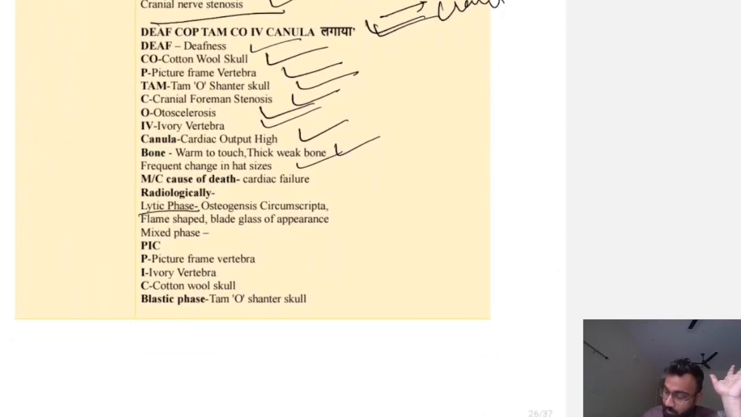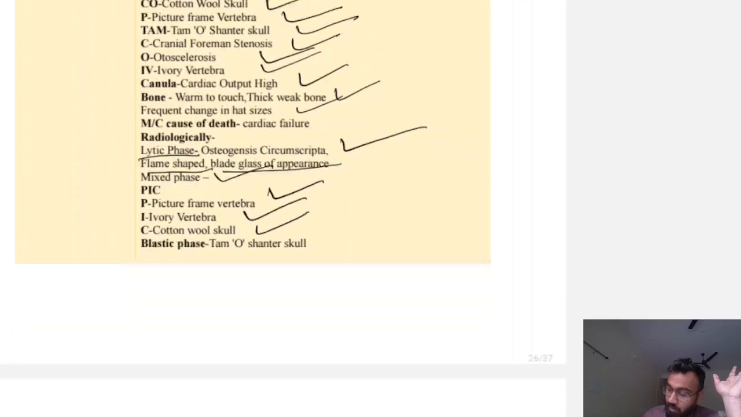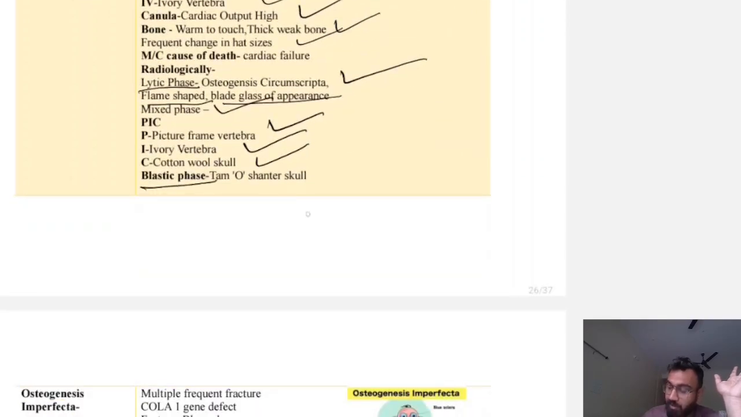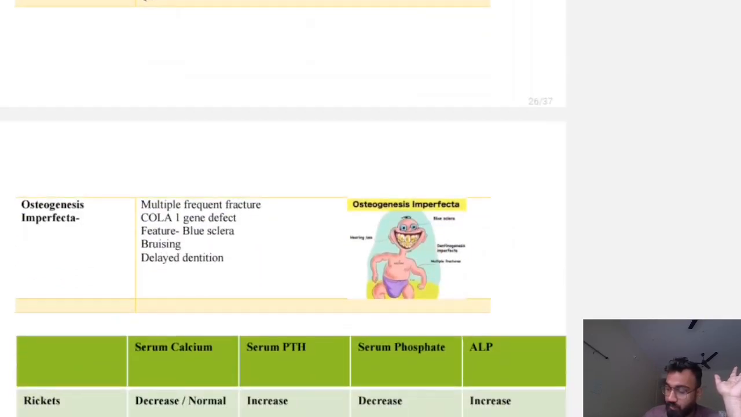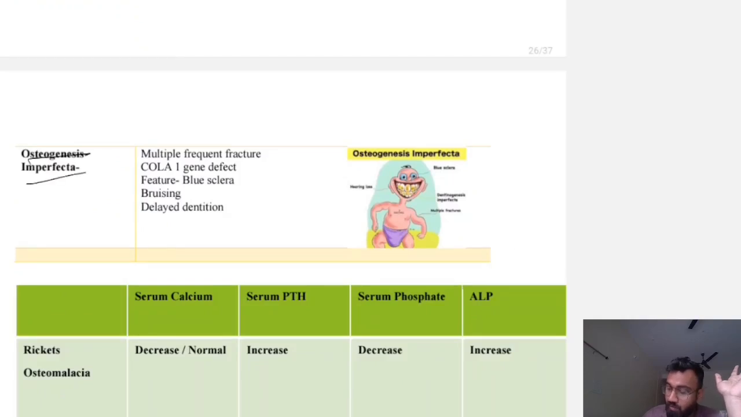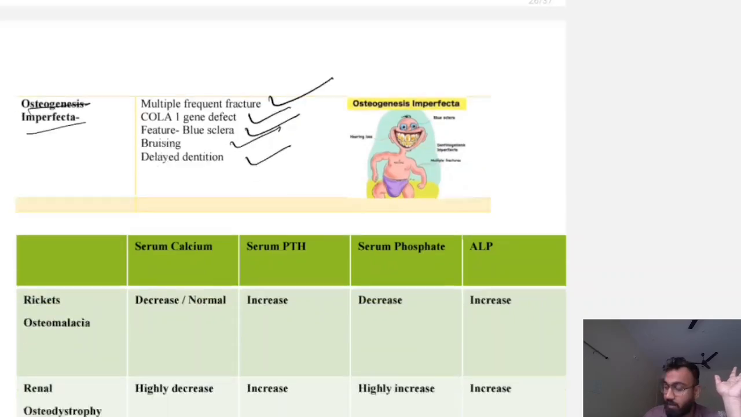Okay, in the lytic phase, the patient will present with osteoporosis circumscripta and a flame-shaped blade of grass appearance. Mixed phase: picture frame vertebra, ivory vertebra, cotton wool skull. Blastic phase is tam-o'-shanter skull. Okay, osteogenesis imperfecta: the patient presents with multiple frequent fractures. COL1A gene is affected, with features of blue sclera, bruising and delayed dentition.